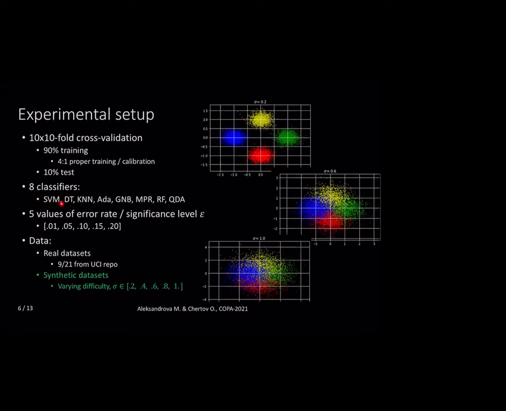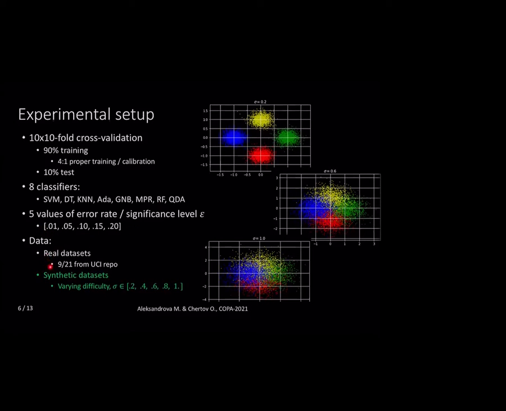They are support vector machines, decision trees, k-nearest neighbors classifier, AdaBoost, Gaussian process, multi-layer perceptron, random forest, and quadratic discriminant analysis. We also analyzed 5 different values of significance level or error rate, ranging from 1% to 20%.